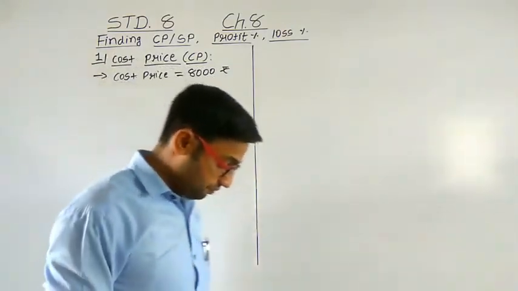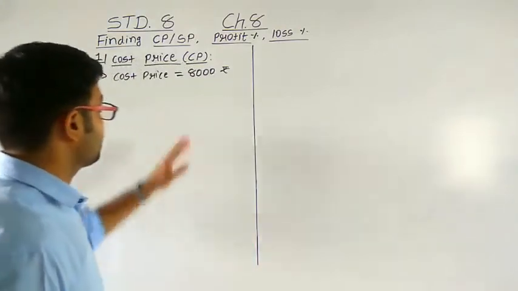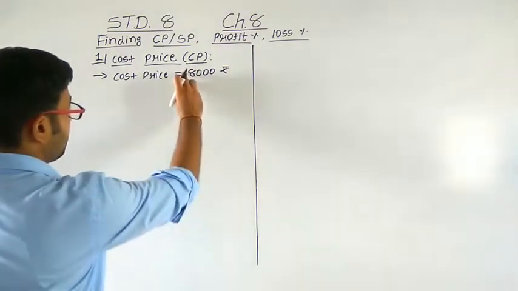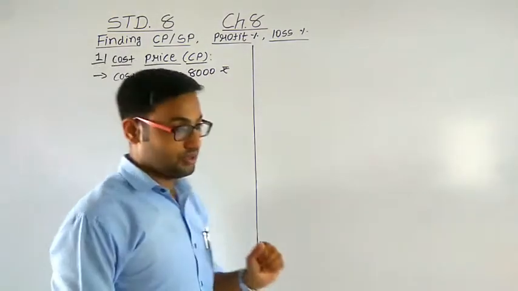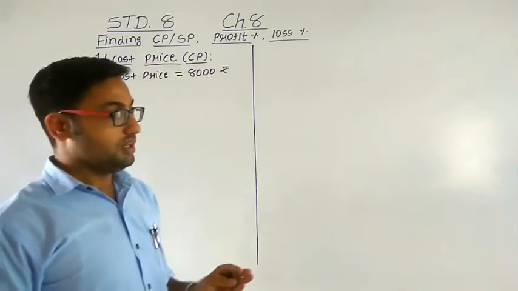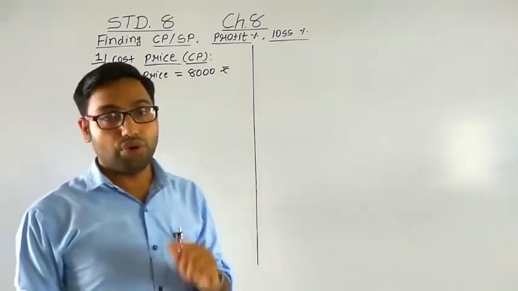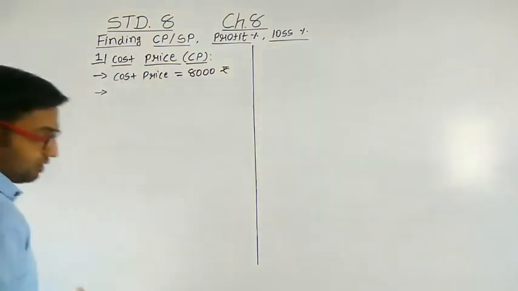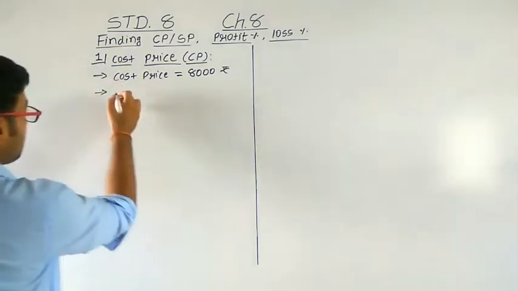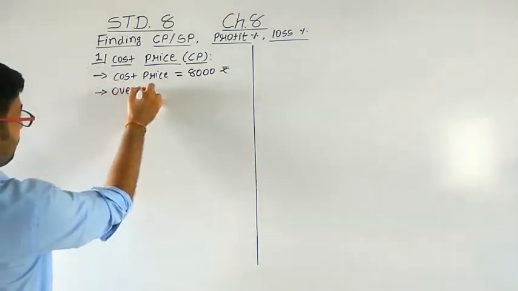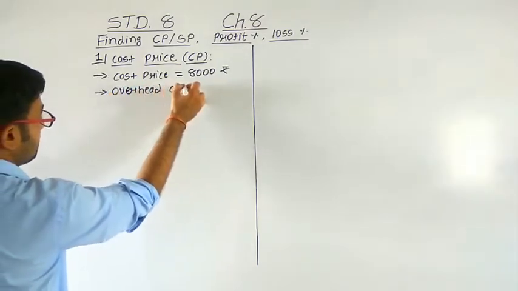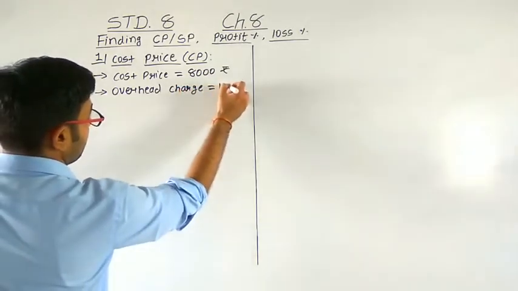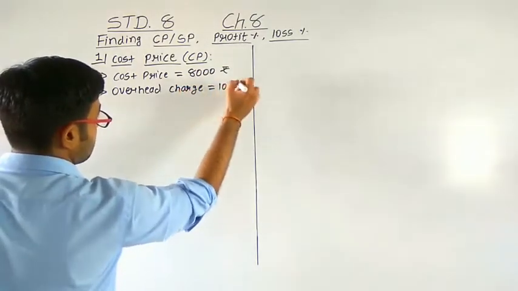Now, suppose in between you have to pay some charge to repair it. Suppose your TV has some fault, and you have to repair it. To repair it, you have to pay, suppose, 1,000 rupees. Then that cost is called the overhead charge. Let's suppose 1,000 is the overhead charge.